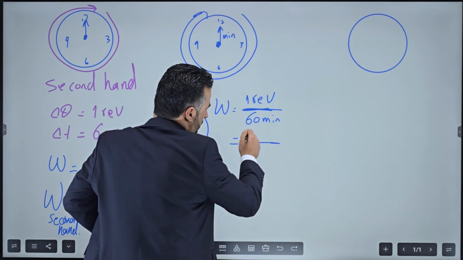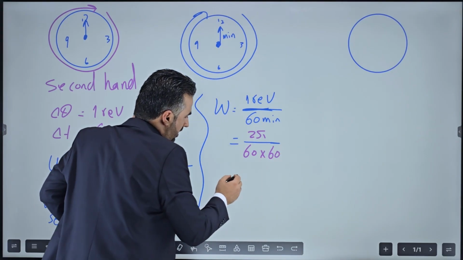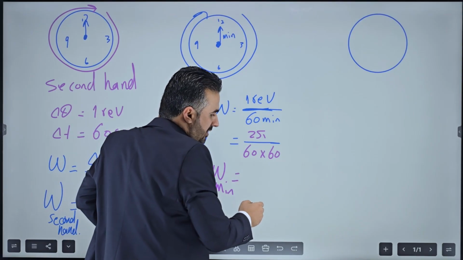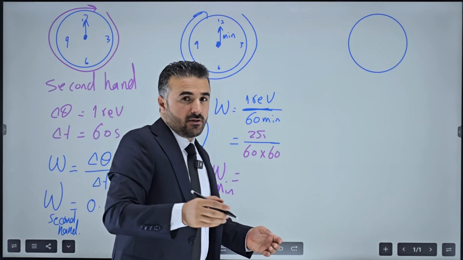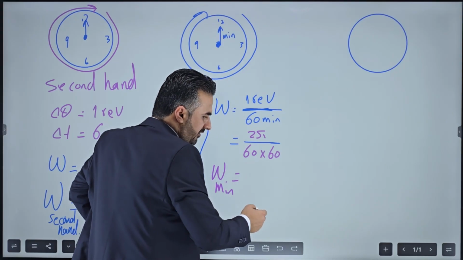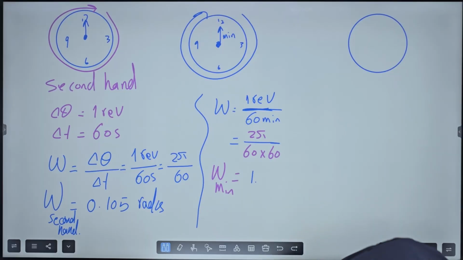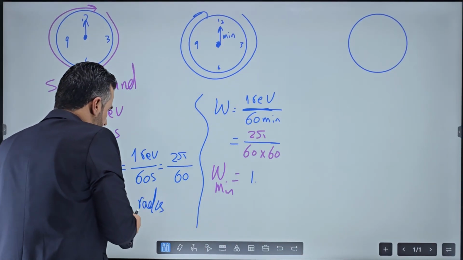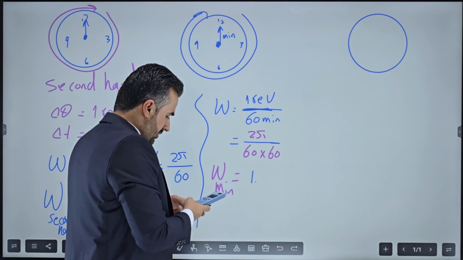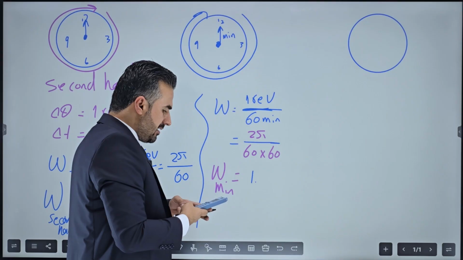So 1 rev, that is 2 pi here. And then 60 minutes, each minute is equal to 60 seconds. So once you find the angular speed for the minute hand, you'll find out it is equal to what? Get a calculator, do the math. In this case, of course, we're going to get 1.75, yes? Let me get a calculator. So that is 175. I remember that one, but all right. So just 2 pi divided by 3,600.